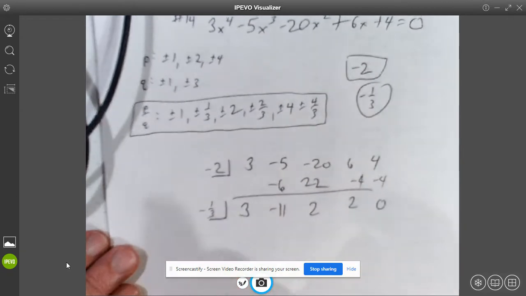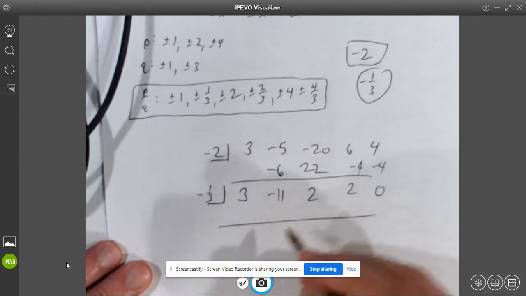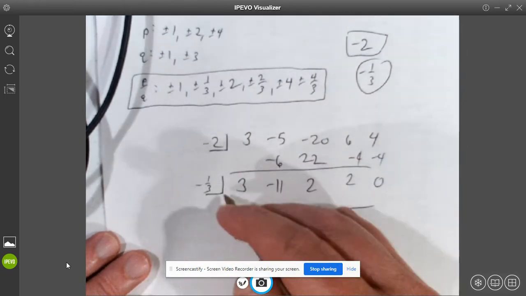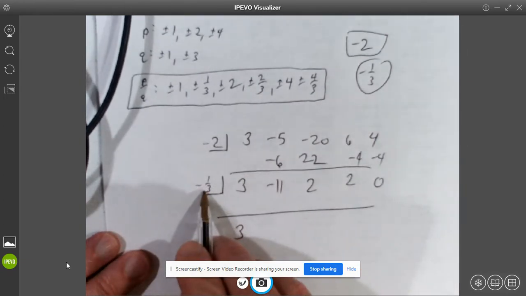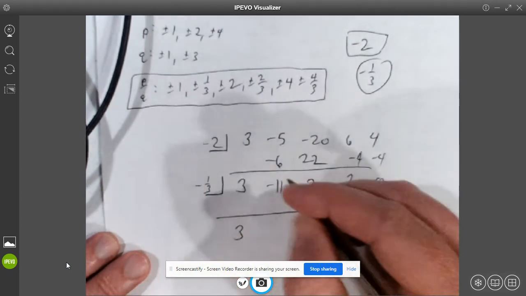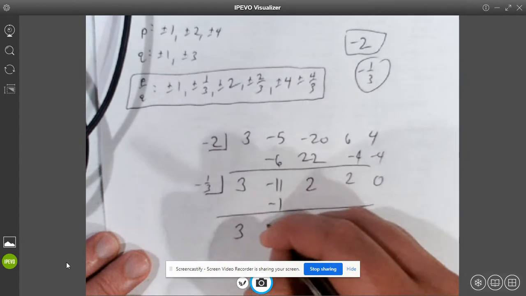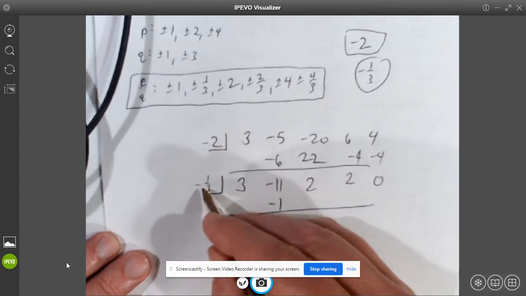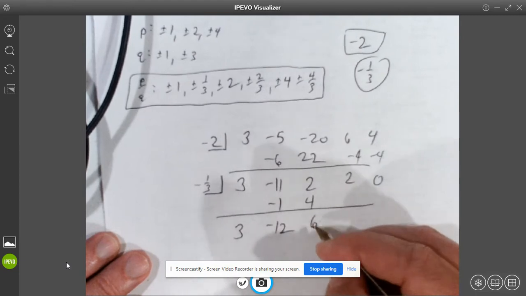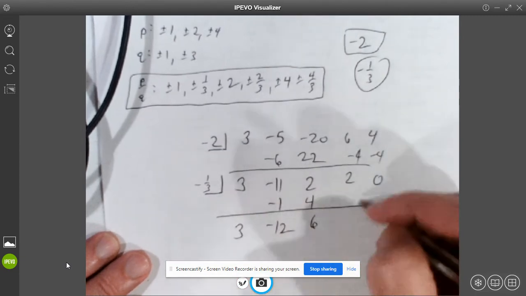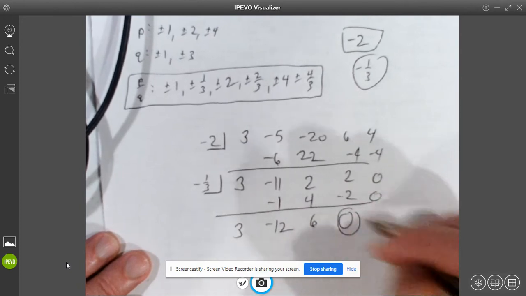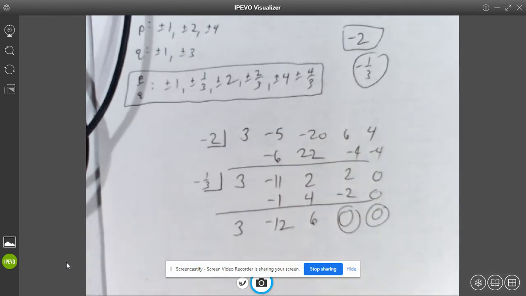And I'm going to do it with negative 1/3, my second rational root that I found. So now I add and then multiply. Multiplying by negative 1/3 is like dividing by negative 3. So 3 divided by negative 3 is negative 1. Add, and then divided by negative 3 is positive 4. Add 6 times negative 1/3, I think, is negative 2. And again, we end up with 0 here. We should finish out with some zeros here.